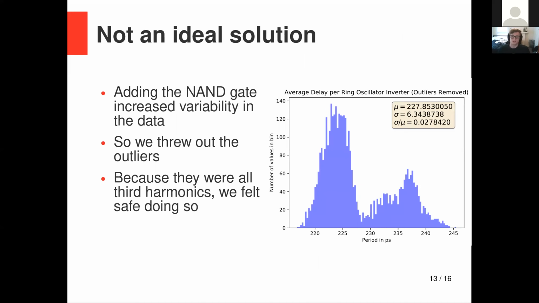However, we saw a large increase in the variability of the data. That NAND gate required more logic than our simple inverter gates would. So it was useless to us. We were losing too much information because of the variability introduced by that NAND gate. So we just decided to throw out the data, which you shouldn't do. But because it was very consistently 3 times and we thought we pretty well understood why this was happening, we felt a bit more comfortable throwing it out. And here's a nice histogram with the data being thrown out.